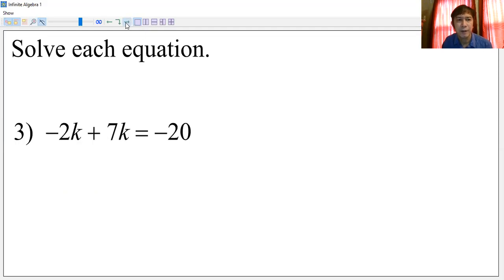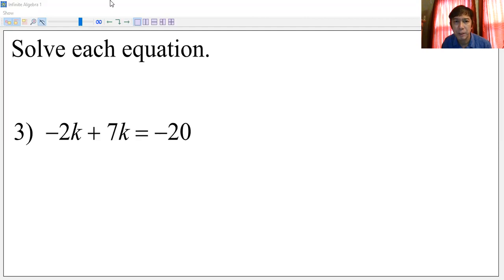This is the next number: negative 2k plus 7k equals negative 20. We're going to solve this on the other side. Remember this screen, because on your screen, you will only see one screen at a time. In my screen, I can see both screens at the same time. So negative 2k plus 7k equals negative 20. You may write it down. That's for number 3. I proceed to the other screen now.